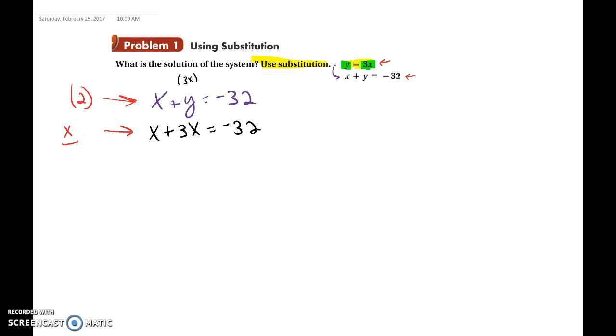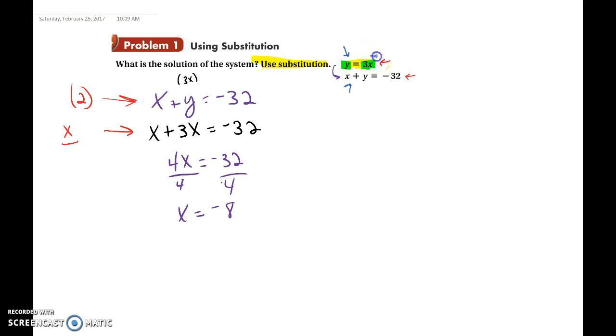Now we can solve. x plus 3x is 4x. We divide each side by 4. x is then equal to negative 8. Once we solve for one of them, it doesn't matter which equation you plug it into. You can plug it into either equation you pick, and then you solve for your y.